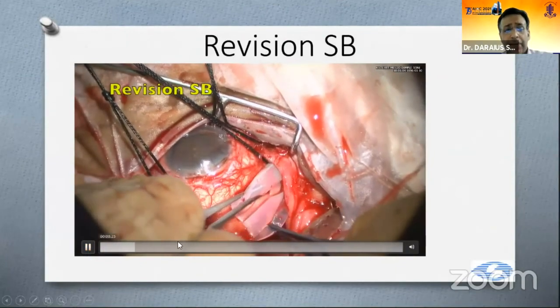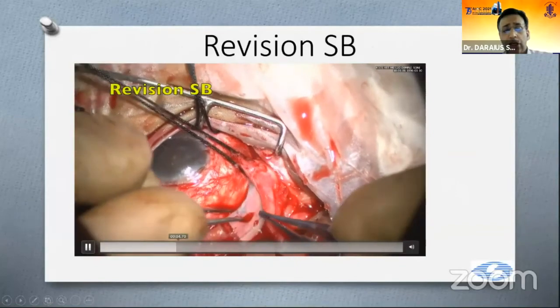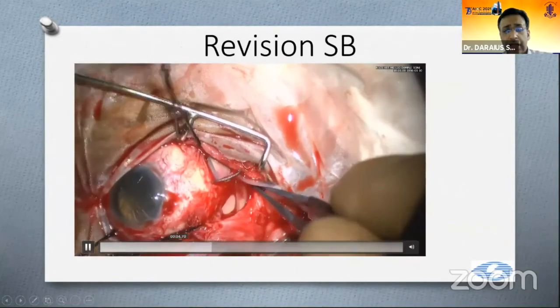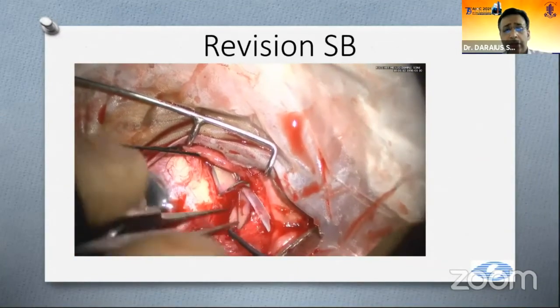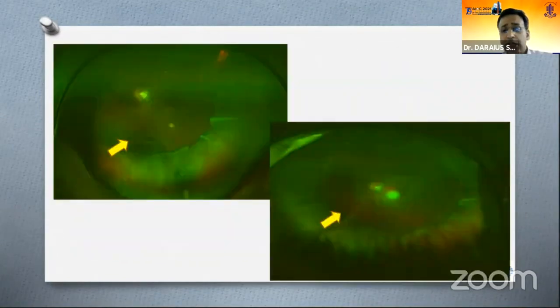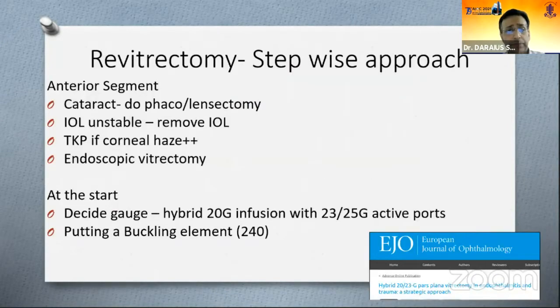So you can see we just added a buckle piece, and this is added in the superonasal quadrant, and this is an addition to the buckle piece already present there. Of course, this was done fairly recently after the surgery, and it helped. And you can see it attached the retina after this procedure. Rescue pneumatic retinopexy also has an important role. In this study, 100% of the buckle group and 90% of the vitrectomy group got repaired with pneumoretinopexy.